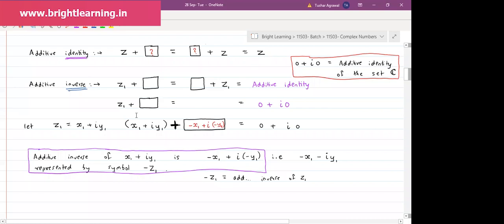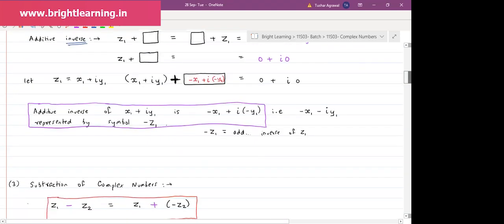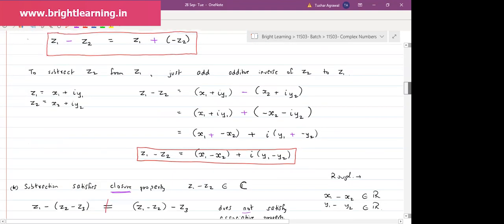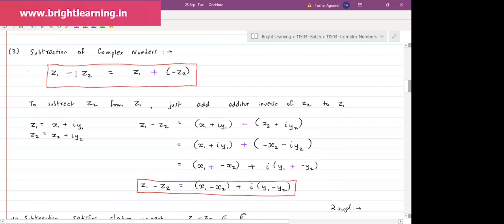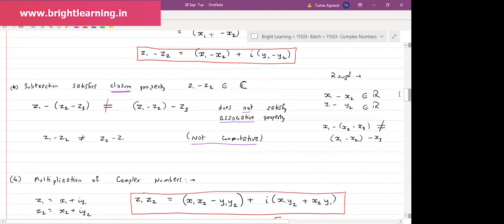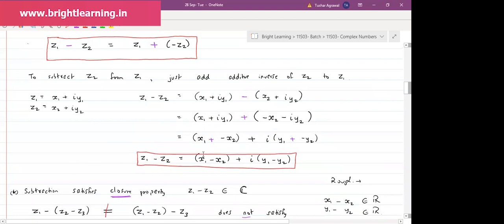Then the definitions of additive identity and additive inverse. For x plus iy, the additive inverse is minus x plus minus iy. Then we saw the definition of subtraction. Z1 minus Z2 means subtracting the number Z2, which is the same as adding the additive inverse of Z2. This was the definition given for subtraction, and using this we derived Z1 minus Z2 as subtraction of real parts and imaginary parts.